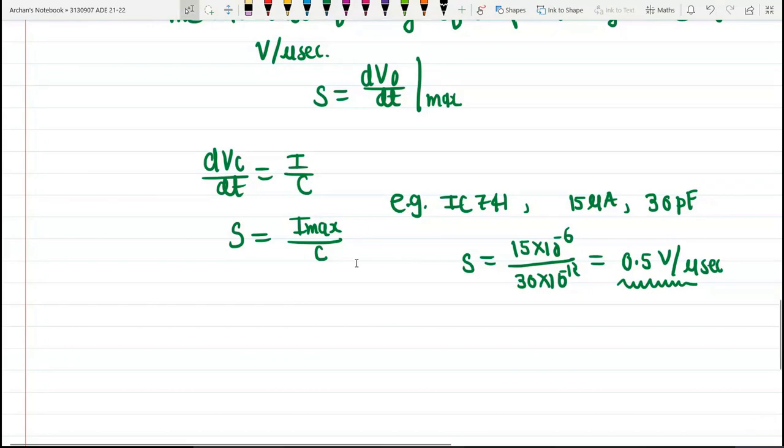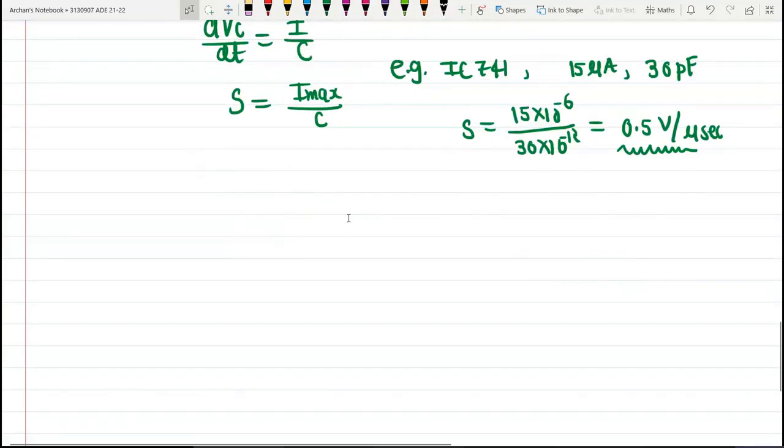Okay, what do you mean by unity gain? AOL gain is equal to 1. So whatever will be the magnitude of input voltage, the same will appear at the output. Okay, if my input signal is of 5 millivolt, then output voltage will also be equal to 5 millivolt.